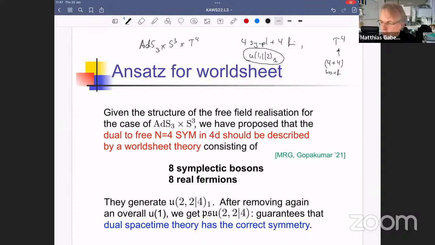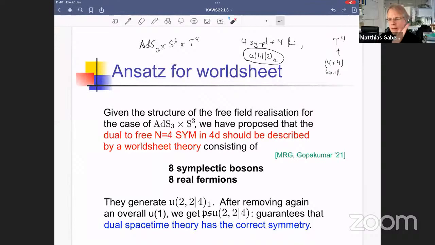Now, what should you expect for AdS5 cross S5? Well, the global symmetry of N=4 super Yang-Mills in 4 dimensions is PSU(2,2|4). So if you believe that this will follow a similar pattern, then you may think that on the worldsheet you should have PSU(2,2|4) at level 1 instead of PSU(1,1|2) at level 1. And PSU(2,2|4) at level 1, you can make from U(2,2|4) at level 1 by basically the same procedure by means of which you go from U(1,1|2) at level 1 to PSU(1,1|2) at level 1. But how can you make U(2,2|4) at level 1? Well, it's basically the same construction as this one, except you double the fermions and the bosons.